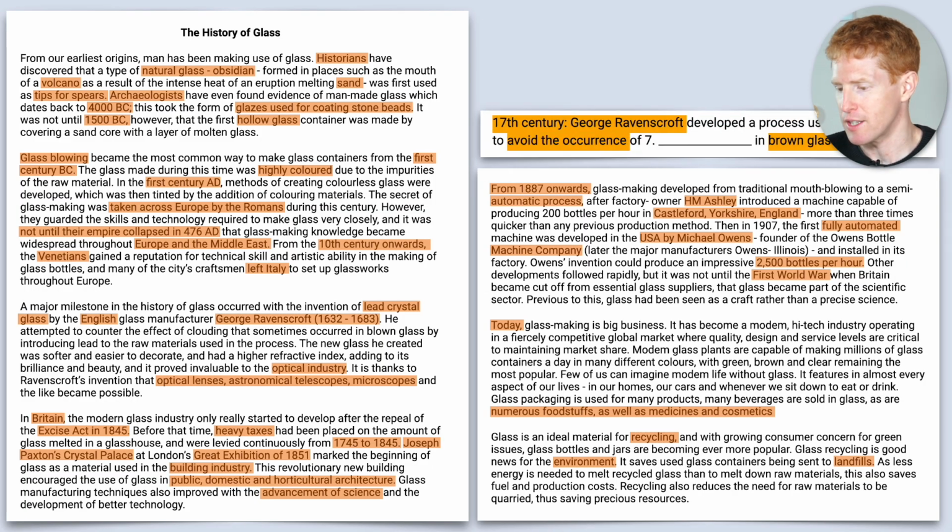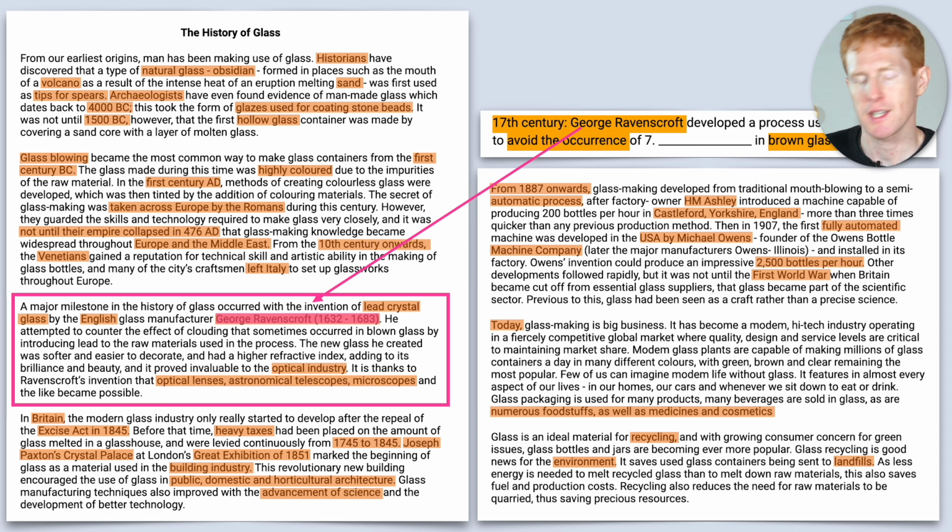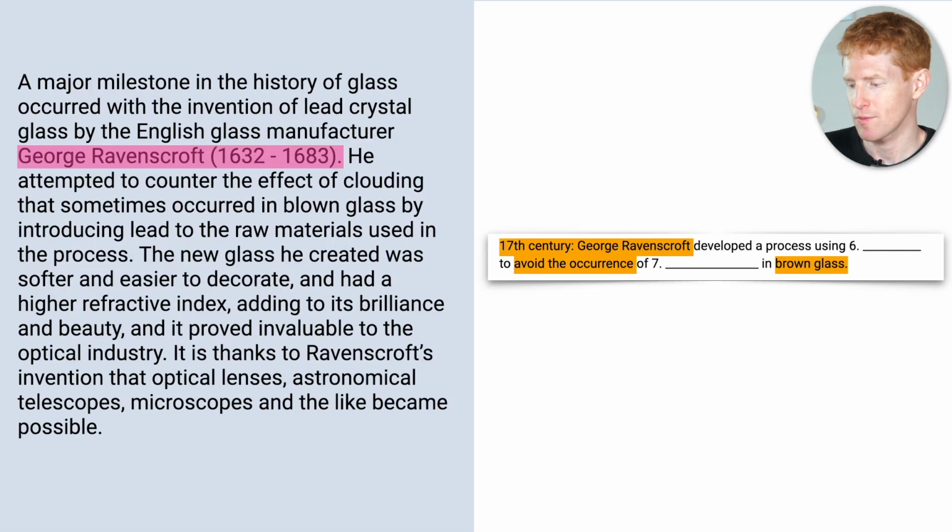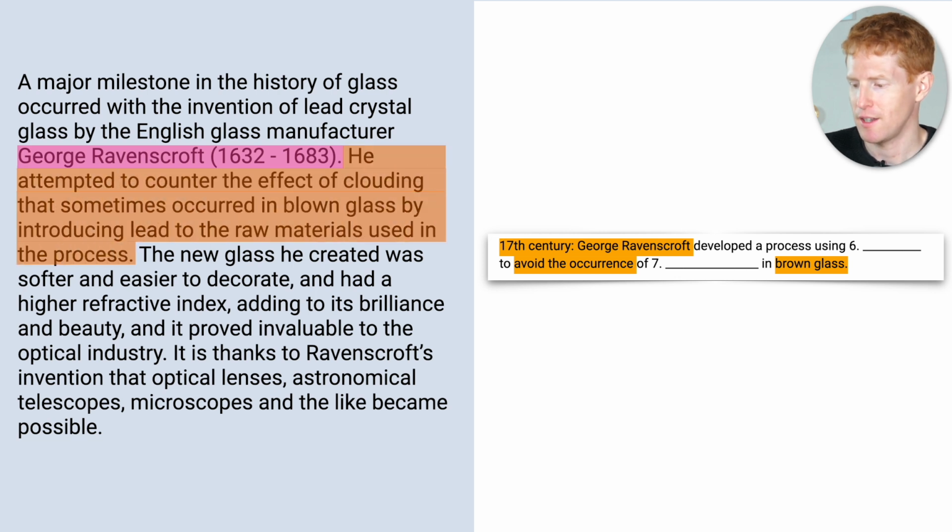Number 6 and 7, we're looking for the 17th century, but even easier than that is this name, George Ravenscroft. So that's going to help us locate the answer. Let's read this section in detail. Pause the video, choose the correct answer. I believe the answer is in this part here. The answer is, for number 6, lead. And the answer for number 7, clouding.